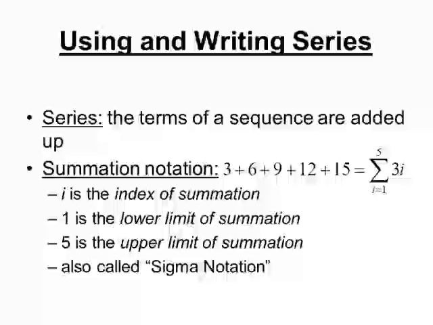A series is where we take a sequence, which is just a list of terms that have commas, and instead of just making it a list of terms with commas, add them all up. Okay, so a series is when we take the sequence and add up all the numbers that we get. This notation with the kind of strange-looking E thing, the book calls summation notation. Summation means sum or adding up. That's what a series is.